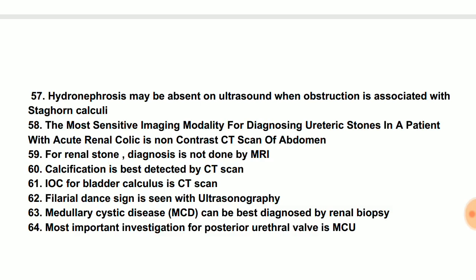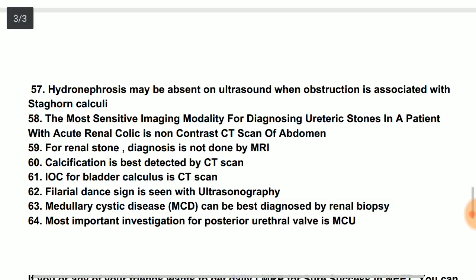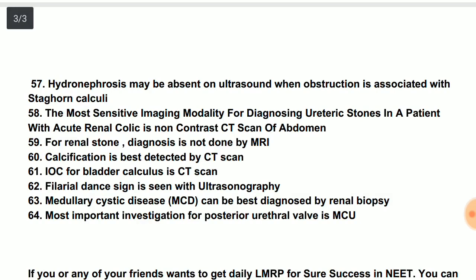Okay, it's important. They're giving different investigations for stones. If the stone is present in the kidney, you do MRI, and if it is present in the ureter, you do non-contrast CT. And if stone calcification is suspected, you do CT scan, so it can be best detected in CT scan. Investigation of choice for bladder calculus is again CT scan.